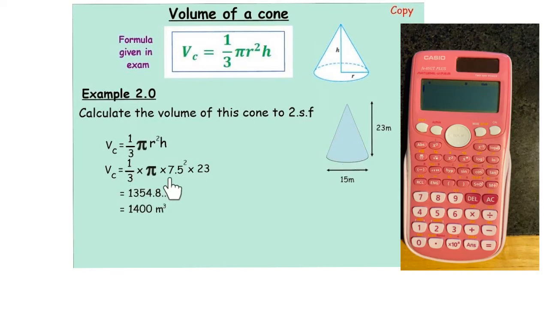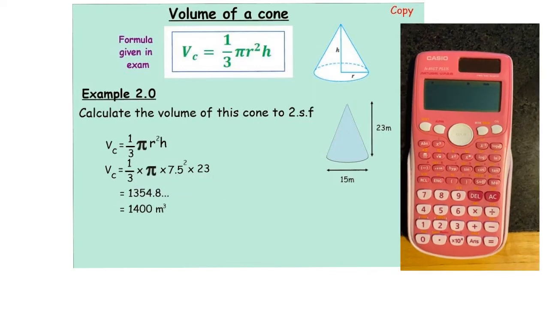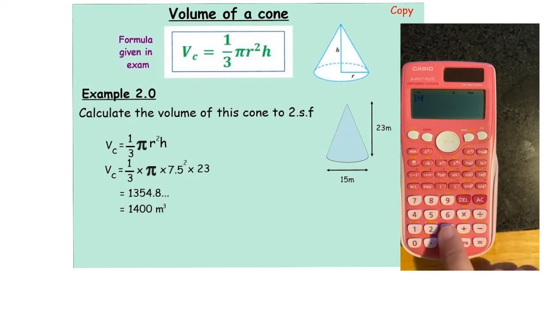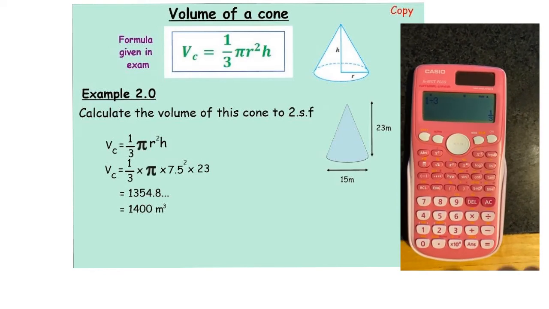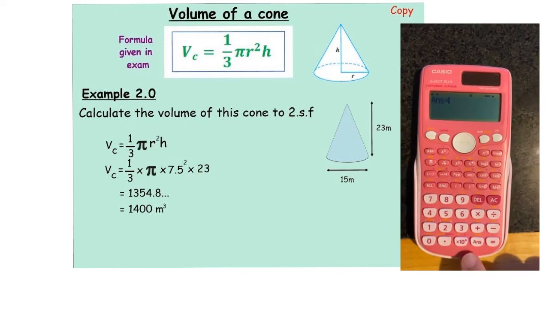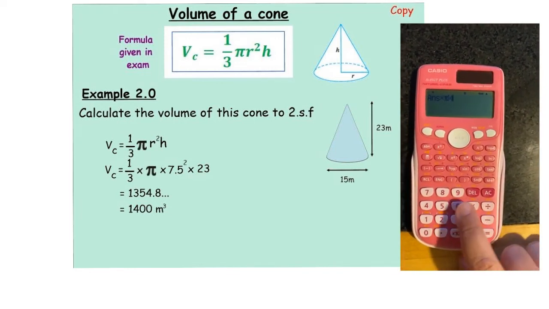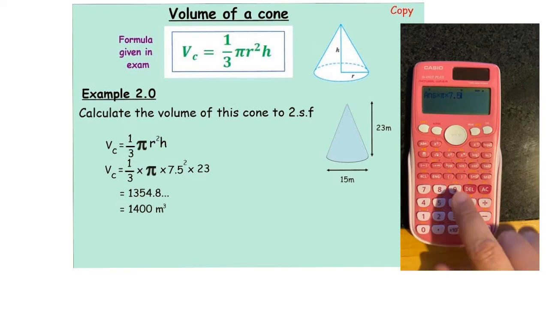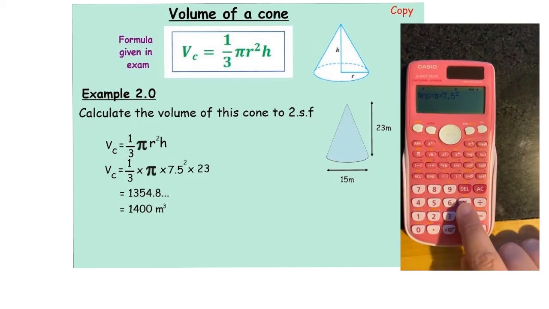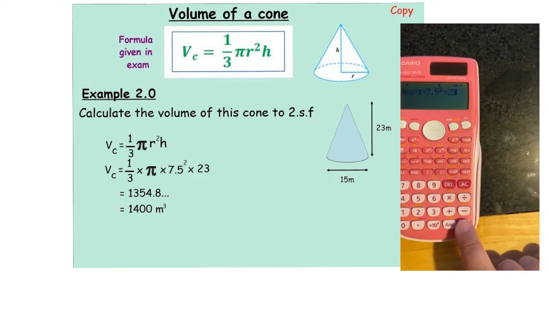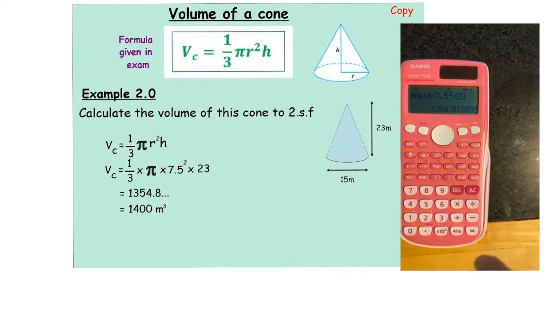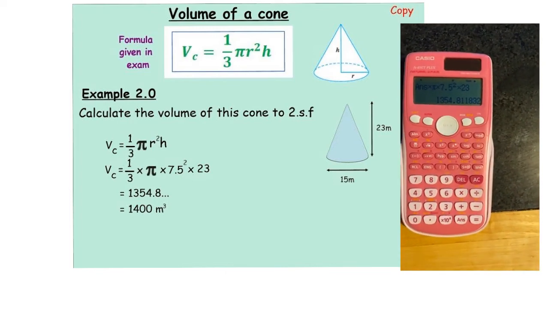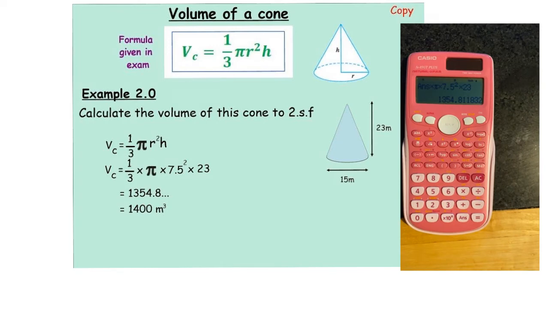So we pop all that into our formula to show we know how to substitute in, and then we evaluate it on the calculator. So here I go. 1/3, I'm typing in 1 divided by 3 for 1/3, and then I press equals. You can see the third came up on the calculator there. Times it by pi, times it by 7.5 squared, times it by 23, and then press equals. And I get 1354.8. And then to two significant figures, that's going to be 1400. And this one's going to be in meters cubed because the dimensions were in meters here.